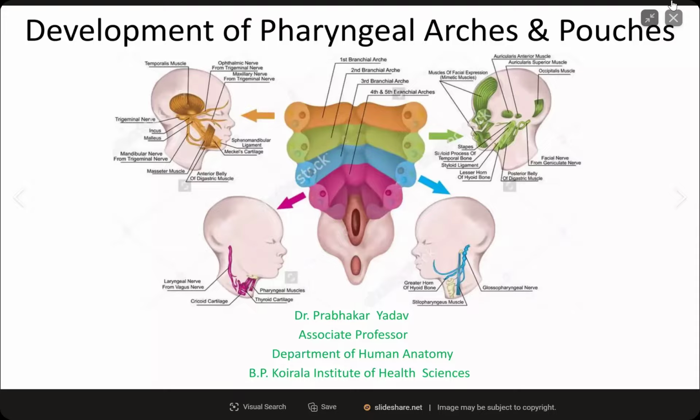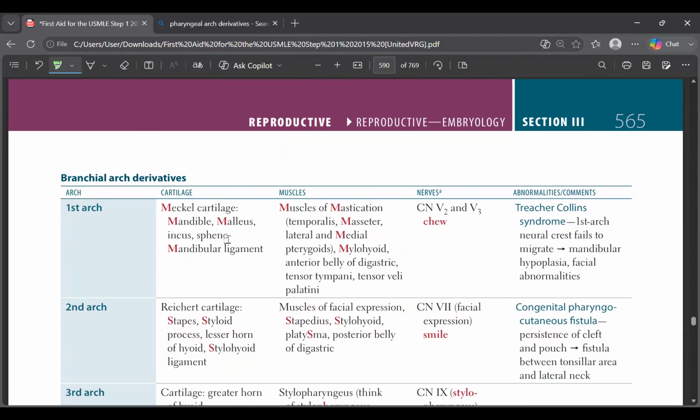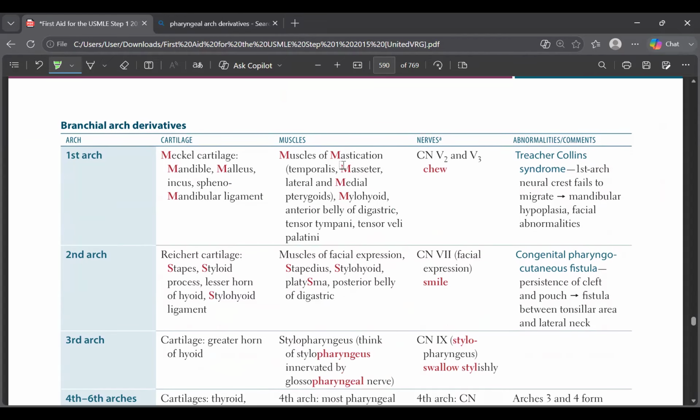So let's now look again here. The first arch forms Meckel cartilage. We've seen that one. Mandible, we've seen that one. Malleus, we've seen it. And sphenomandibular ligament, we've seen that one as well. Muscles of mastication, which involve the temporalis, masseter, lateral and medial pterygoid, mylohyoid, anterior belly of digastric. We've seen that one. Tensor tympani and tensor veli palatini, we've not seen those. So these are new. And it forms cranial nerve V2 and V3.